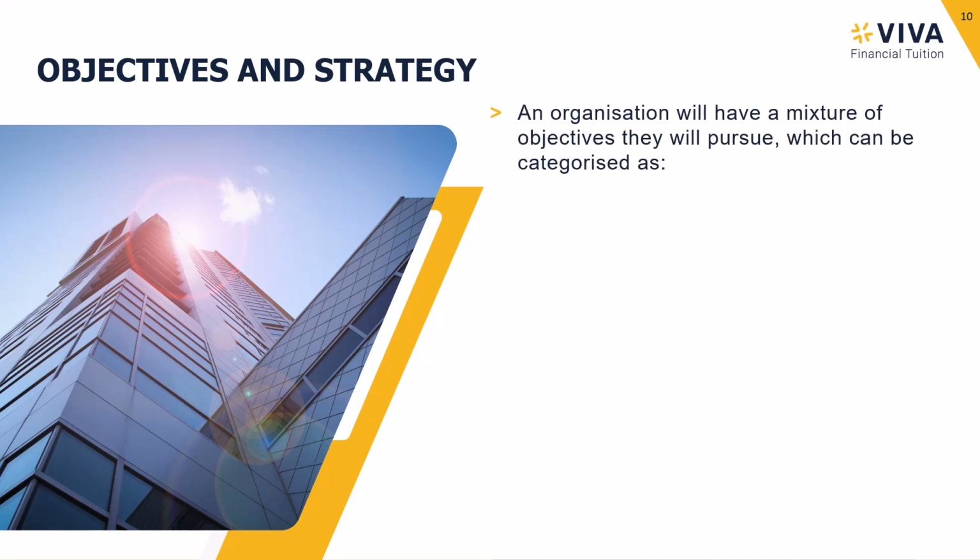Okay then, so with objectives and strategy then, what do we mean by this? So an organisation then will have a mixture of objectives that they will pursue, which can be categorised into a number of different areas. Financial objectives or corporate objectives. Now, the key thing really to understand here is that when we talk about objectives, what we're really thinking about is targets, missions, and goals. That's what we mean by an objective, very much high level.